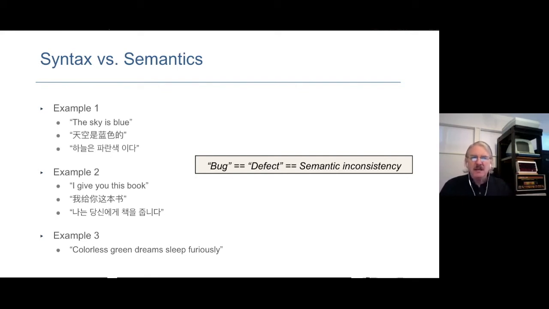Example 2, same idea. I give you this book. The first character in Chinese, I. The second one, give.